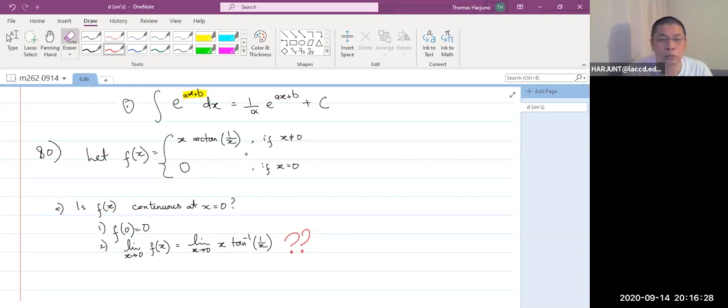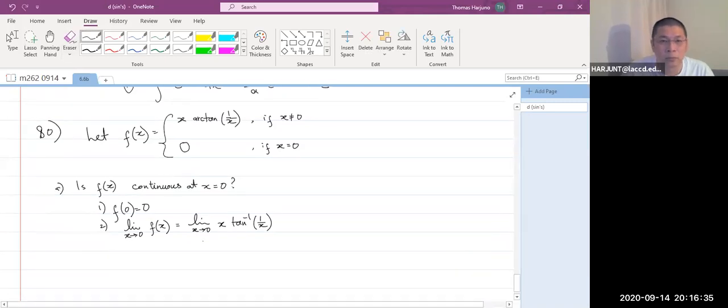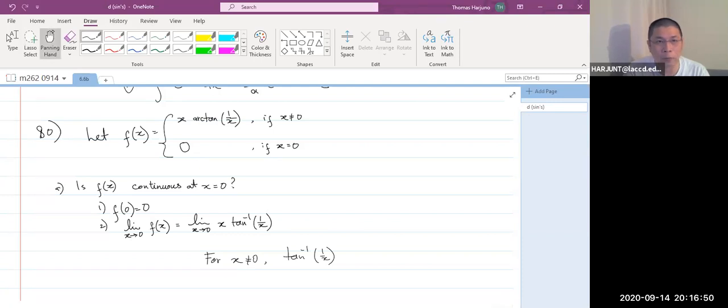No clue? Squeeze it. For x not equal to 0, tangent inverse of 1 over x must be between negative pi over 2 and pi over 2.